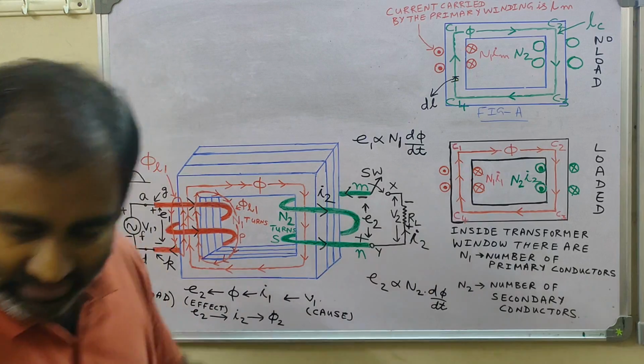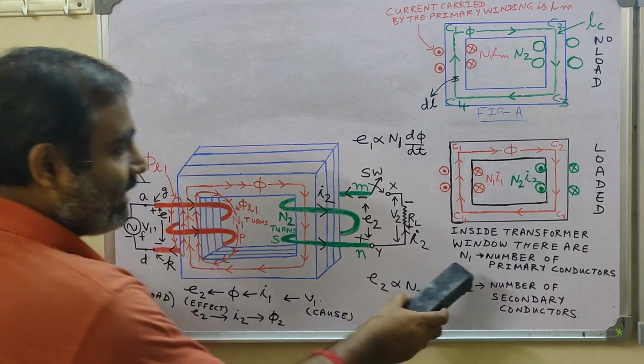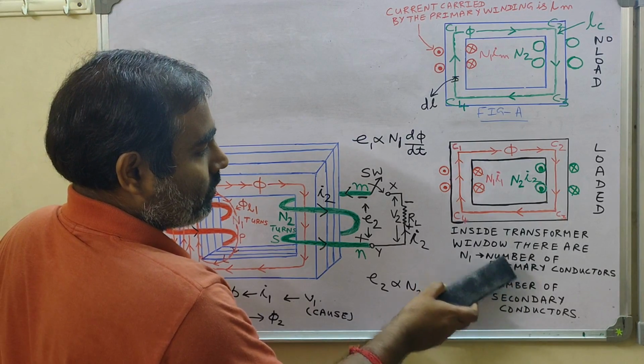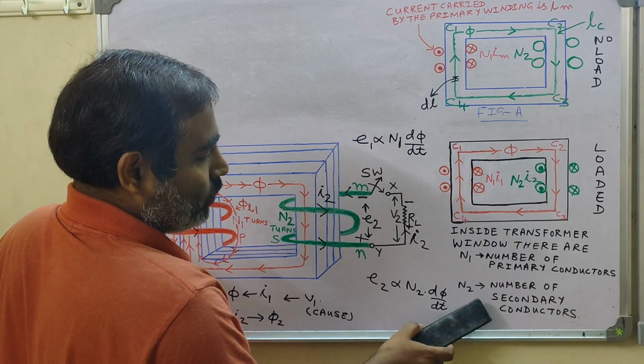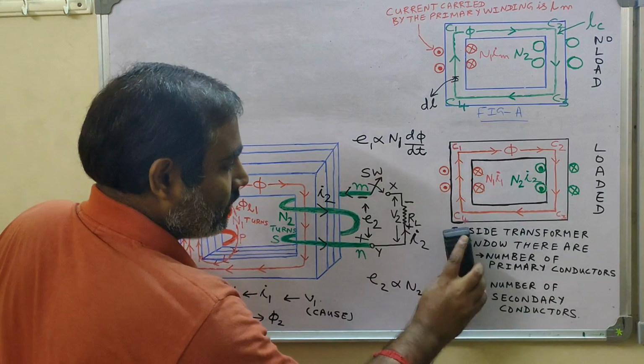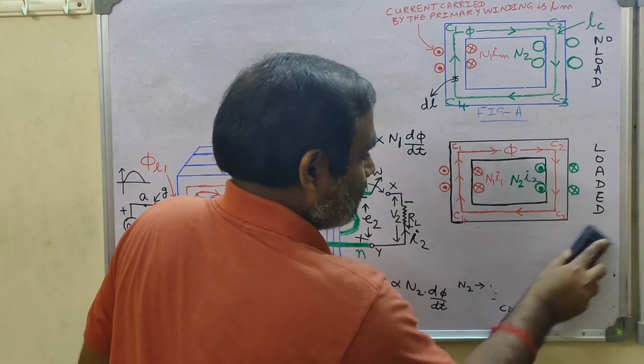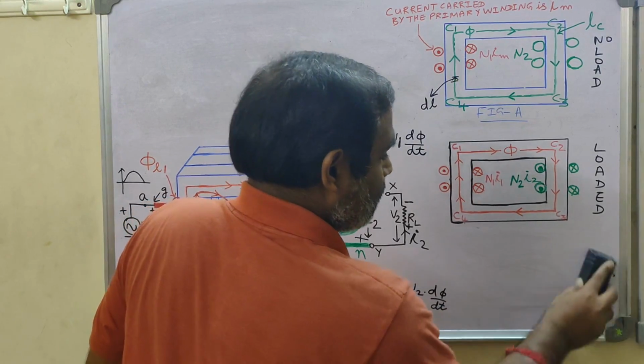So let me erase this. This thing is clear that inside the transformer window there are n1 number of primary conductors and n2 number of secondary conductors. This we have discussed earlier. So let us write it over here.